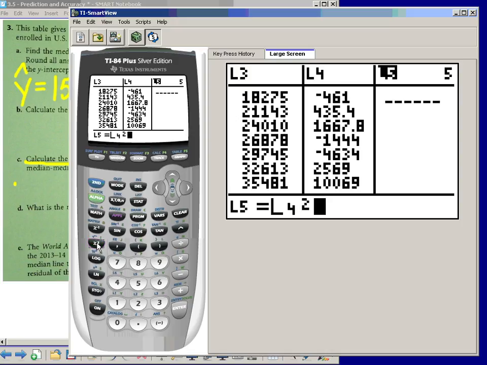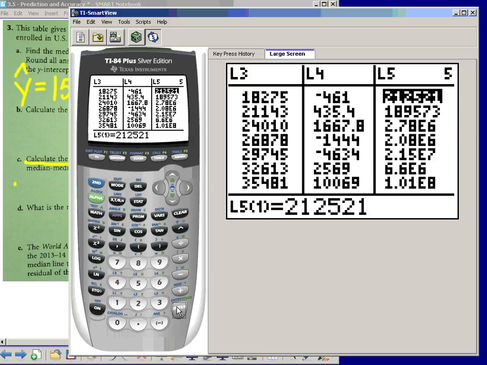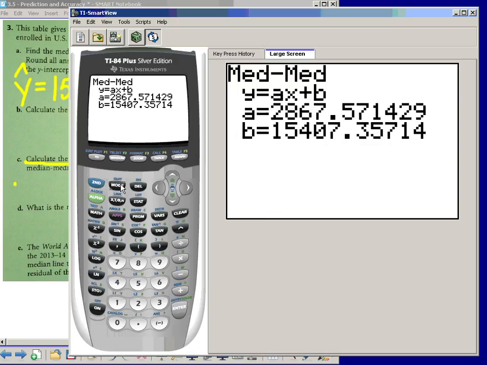It will take every data item in list 4 and square it. Enter. Boom, there they are. All of the data items from list 4 are now squared. We're halfway home in the root mean square error. The next thing we need to do is go to second quit.